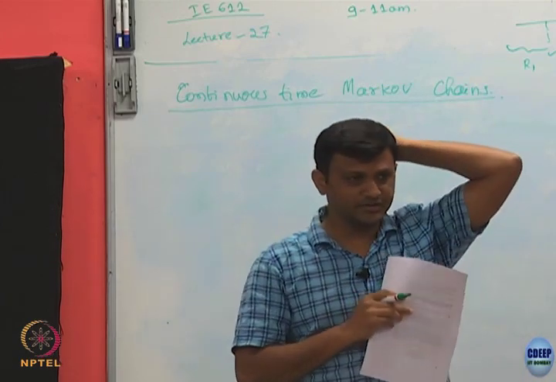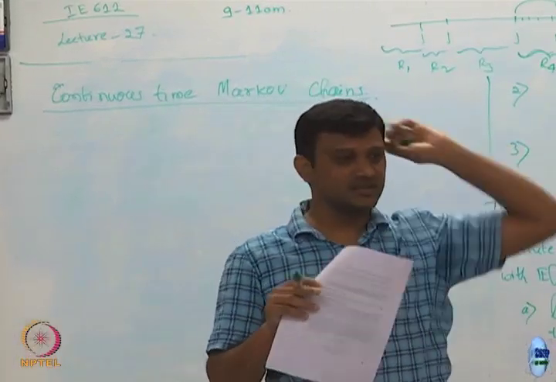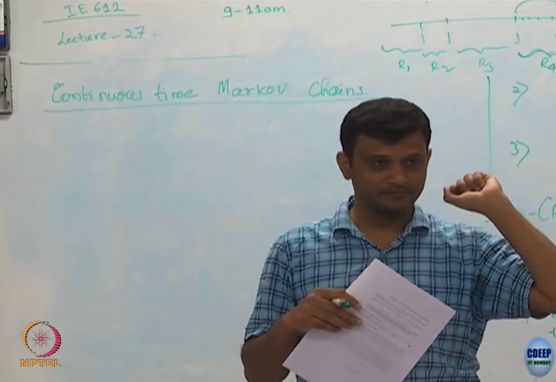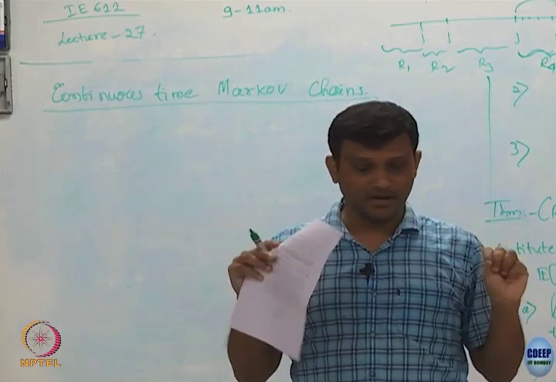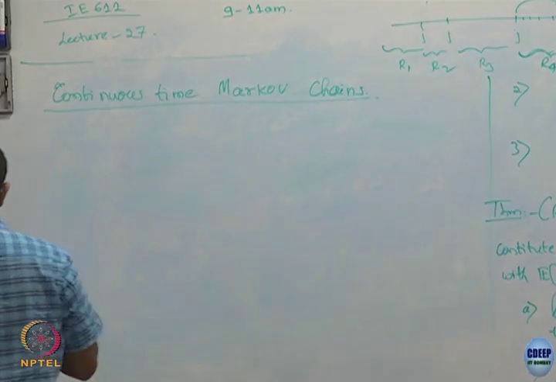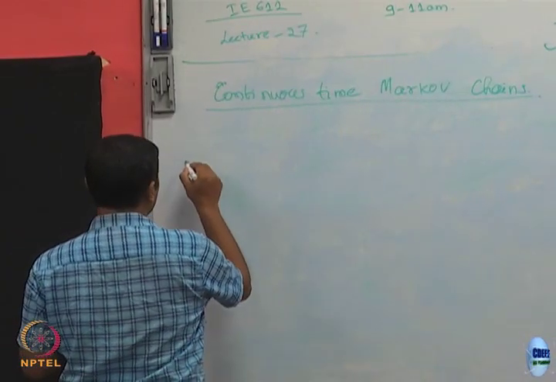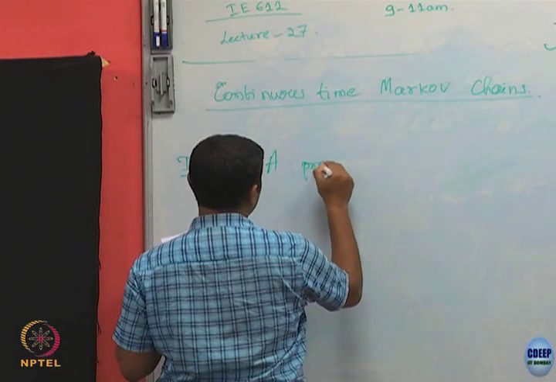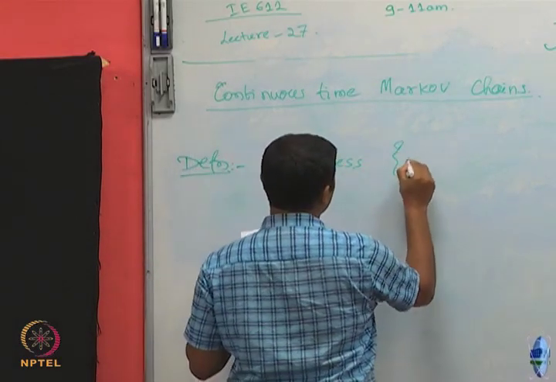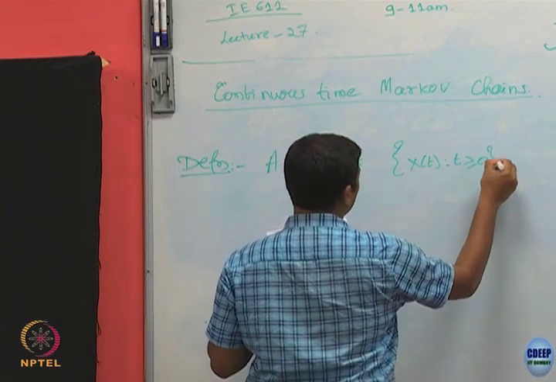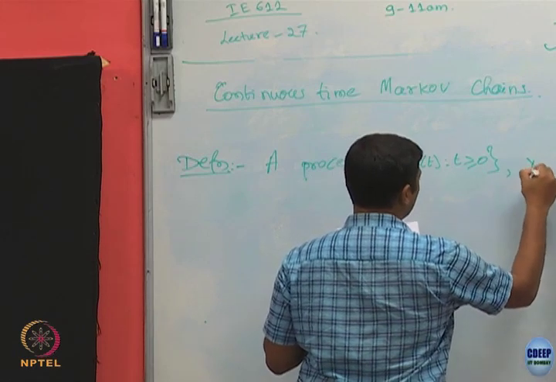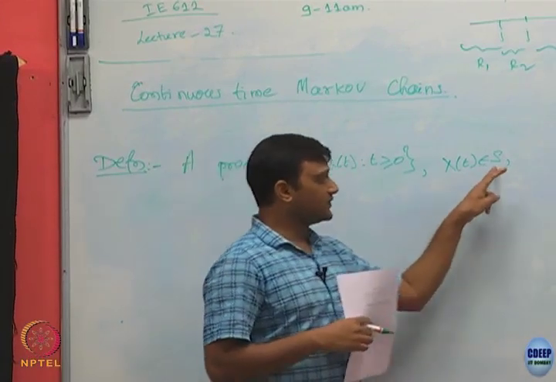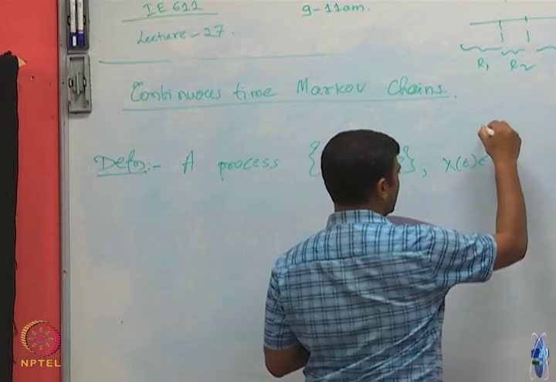We already know what a continuous random process is. A continuous random process is nothing but a sequence of random variables indexed continuously, right, at every time. Now we want to understand what a continuous time Markov chain is. So, definition. As usual, we are always going to assume that this state space S is discrete.